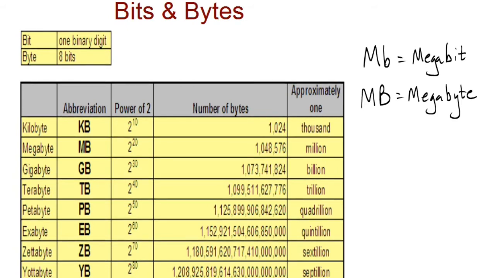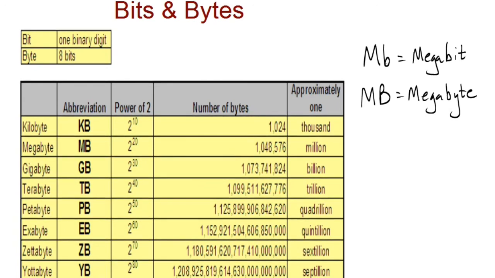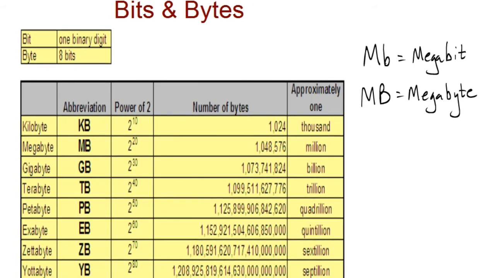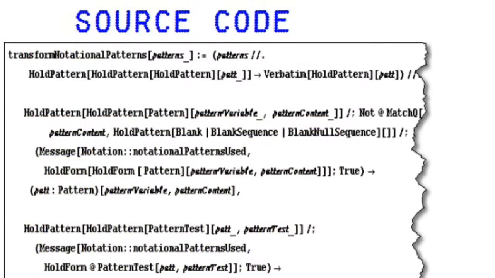If you have a capital M and a lowercase b, that's a megabit, not megabyte. And there's a big difference between the two. In fact, a megabyte is 8 times larger than a megabit. Do you know why? If not, ask in muddy points. The approximation of a kilobyte is 1,000 bytes, a megabyte, 1,000,000 bytes, a gigabyte, 1,000,000,000 bytes, a terabyte, 1,000,000,000,000 bytes, and you get the idea.